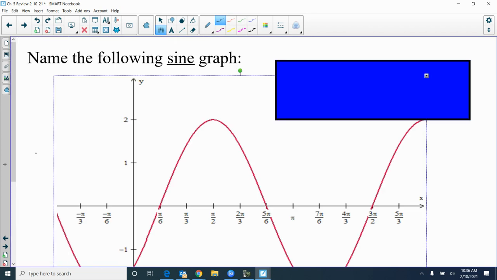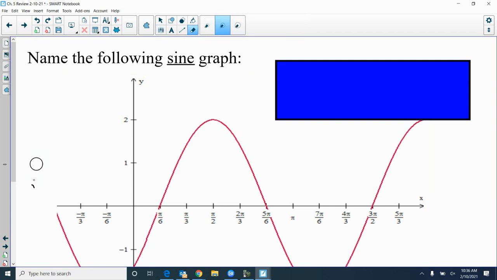Okay, now technically or theoretically, this could be a sine or cosine graph. It just depends on how you shift it. I'm going to tell you I want it to be a sine graph. So it's going to have y equals sine of something.